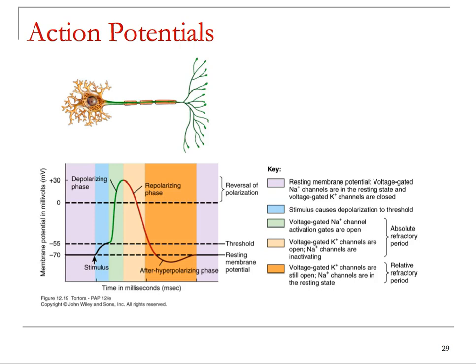We are looking at Chapter 12 in Anatomy and Physiology 1. What we're doing is we've worked our way up to how we use graded potentials to activate action potentials, in this case using a multipolar neuron.